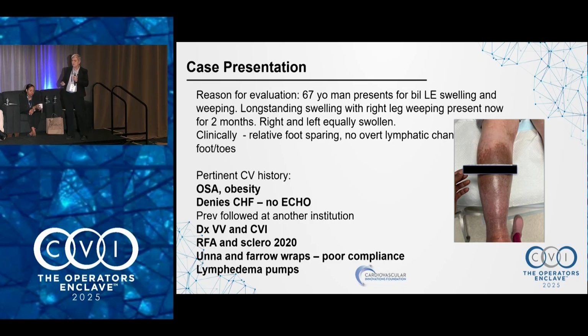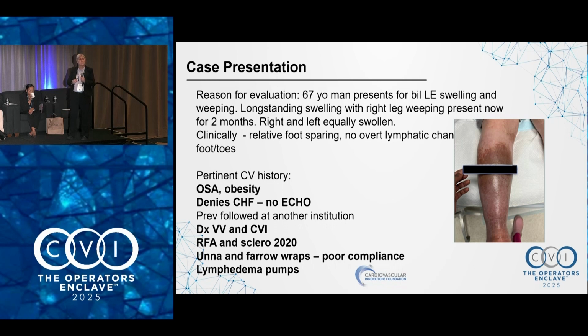What you can see is he's got extensive hemosiderin staining, he's got lipodermatosclerosis, his skin is very taut, very shiny, and he's got a lot of swelling. So his pertinent history is that he has sleep apnea, he is not using his CPAP, he is obese, he denies a history of heart failure, but I have no echo on the chart to necessarily identify what his right-sided or left-sided function is.